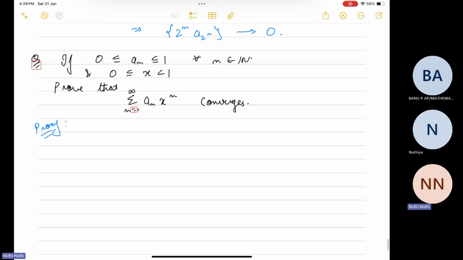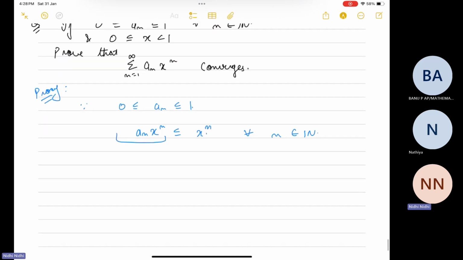Now, since we are given that an is always less than or equal to 1, if we multiply x by an, this will be less than or equal to x to the power n, for every n in N.